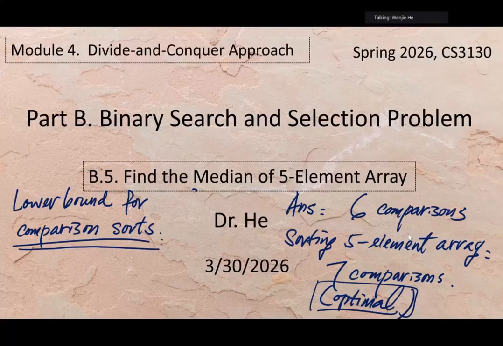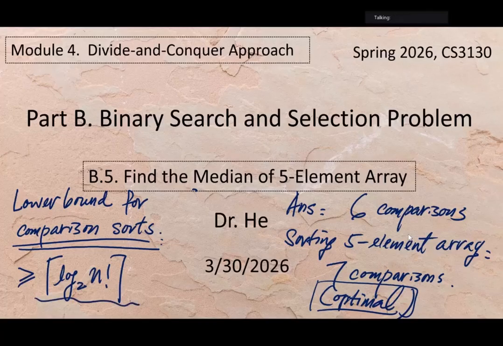So that lower bound is the ceiling function of log base 2 of n factorial. Lower bound means the number of comparisons must be greater than or equal to this number. It can never be less than this number.